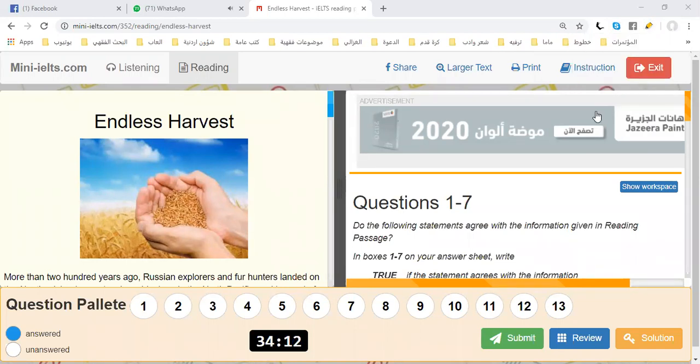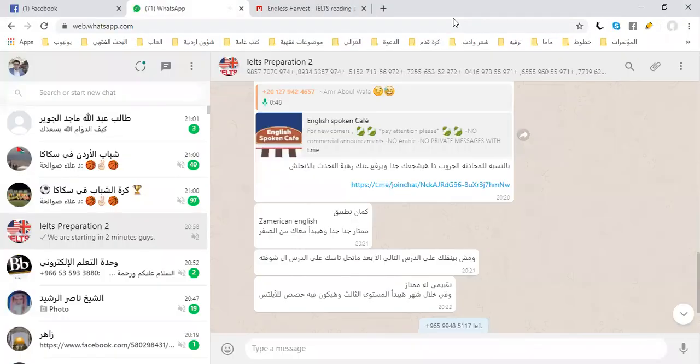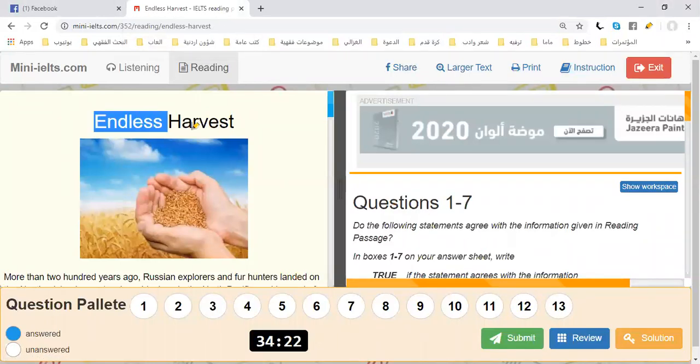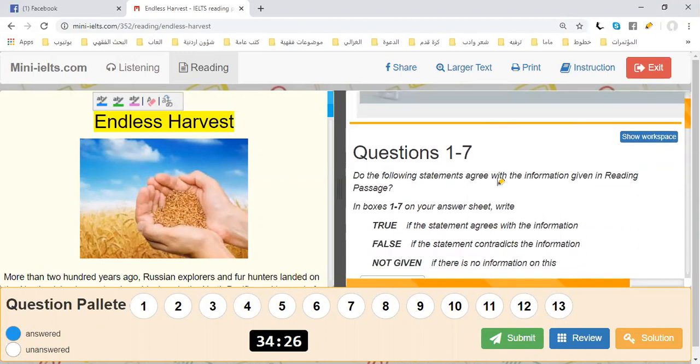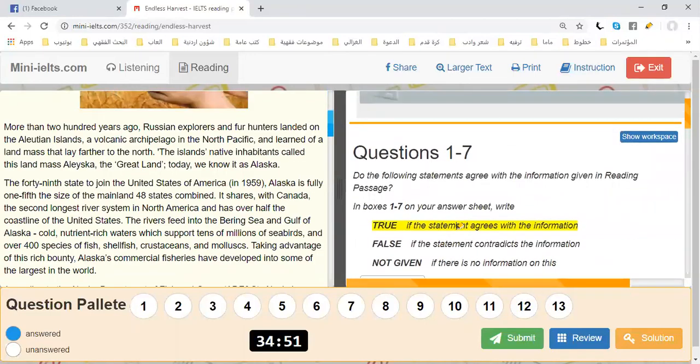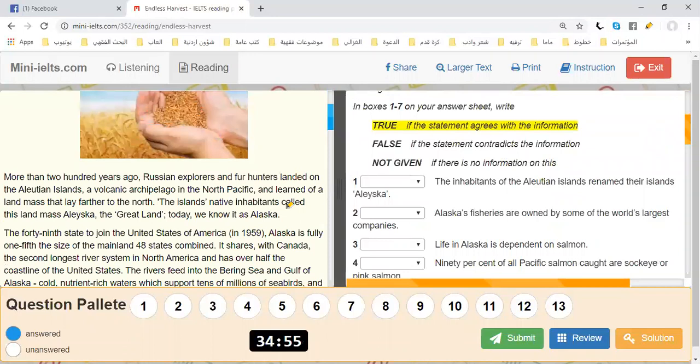So the first and the most important tip is to highlight the title of the passage and then move immediately to the questions. In our case here, we have true, false, or not given questions. We choose true when the statement is identical, exactly the same, 100% exact to what is stated in the passage, then the answer should be true.